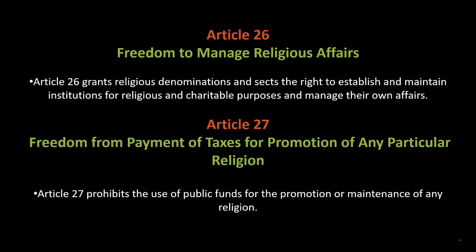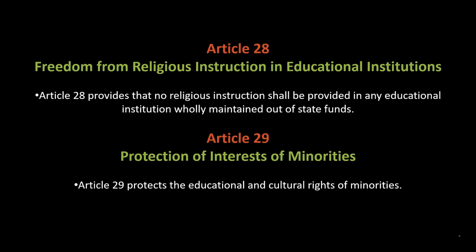Article 27. Freedom from payment of taxes for promotion of any particular religion. Article 27 prohibits the use of public funds for the promotion or maintenance of any religion. Article 28. Freedom from religious instruction in educational institutions. Article 28 provides that no religious instruction shall be provided in any educational institution wholly maintained out of state funds.